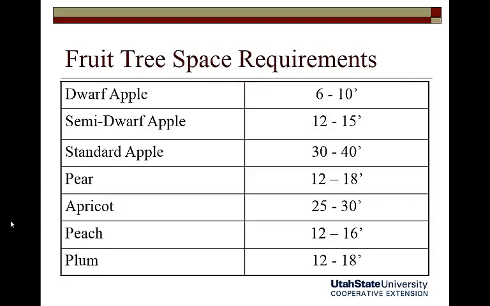Okay, so here's kind of a summary chart for spacing our trees out. So standard apple, we're going to have them out every 30 to 40 feet in row, and then the next row is going to be about 30, 40 feet. Here's a standard pear. Here's a standard apricot, which can be bigger than that. So you'll notice that even in these standard trees, I've got a lot of variation in how big they're going to get and what my spacing should be. Semi-dwarf apple is going to be about every 12 to 15 feet.